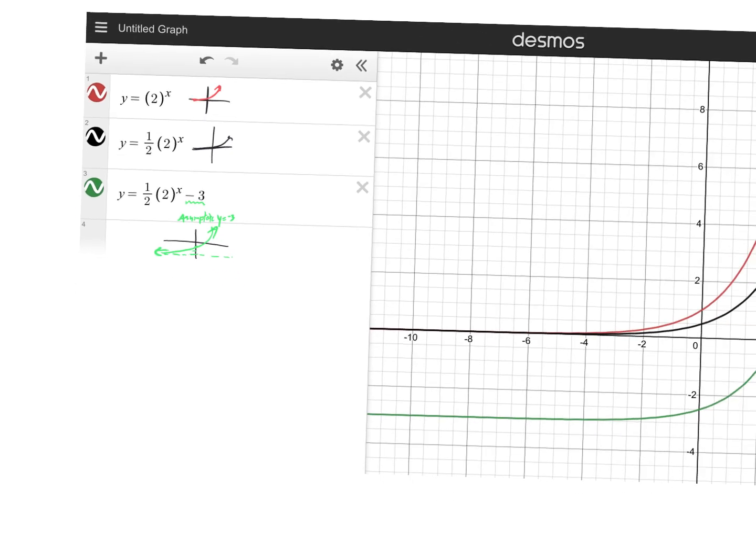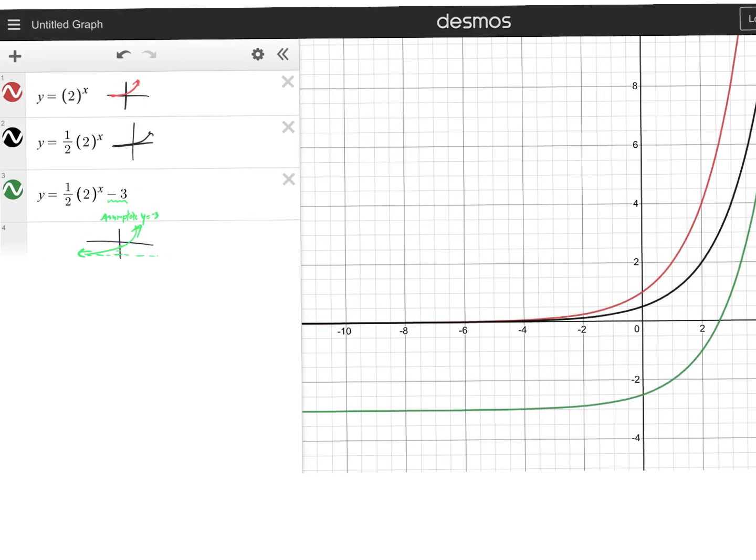Like I said, yours might have different colors. Mine, the parent graph is in red, regular, y equals 2 to the x. What happens if I put an a value of 1/2? It gets vertically compressed, it gets kind of smashed, right? Vertically compressed by half. And then the k value of -3 causes a shift 3 units down. You guys with me? Okay.